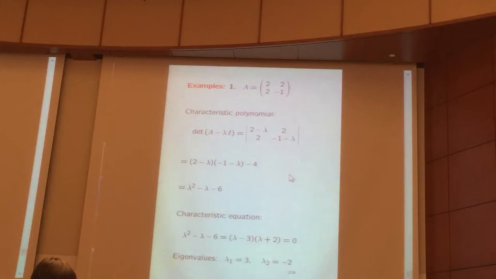Okay. So, we'll take an example. Anyway, determinant A minus lambda I, you can do this in your head. It's 2 minus lambda times minus 1 minus lambda minus 4. Lambda squared minus lambda minus 6. So the characteristic equation is lambda squared minus lambda minus 6 equals 0. That factors, you get lambda 1 equal 3, lambda 2 equal minus 2. So these are the eigenvalues. 2x2s are easy to calculate eigenvalues.